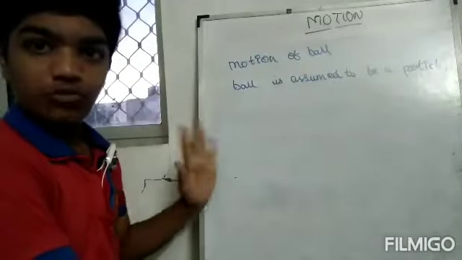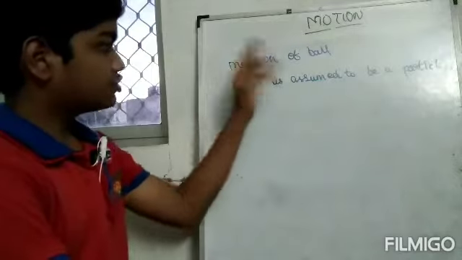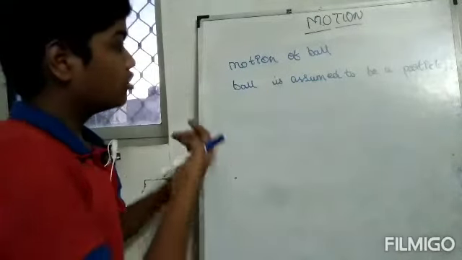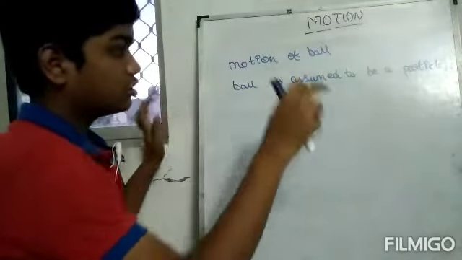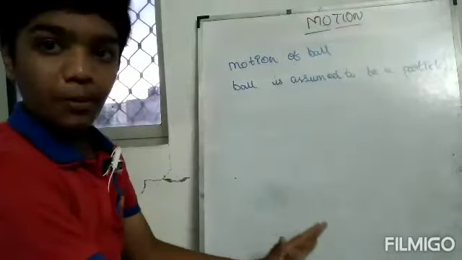Motion of a ball. Now we are going to see examples of a particle. In the laws of motion, the motion of a ball is assumed to be a particle.